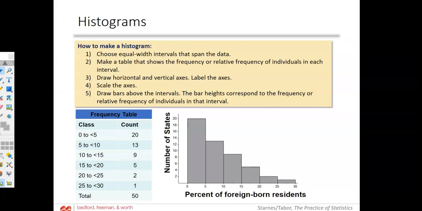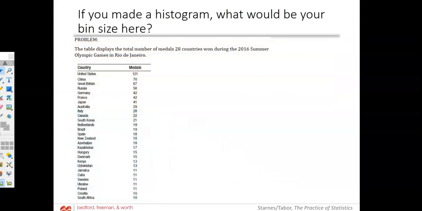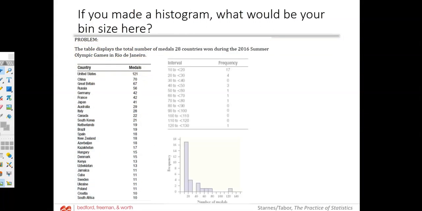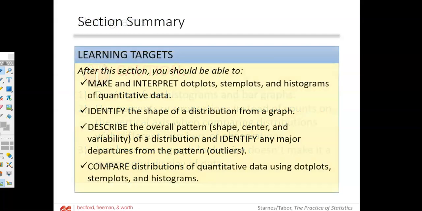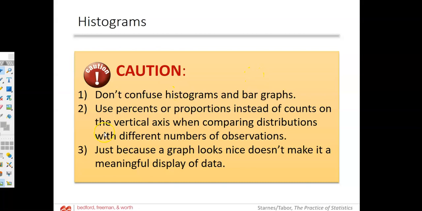So it does give us a shape. A nice job of giving a shape. As far as the histogram, making a bin width here, so you could do 10 to 20, 20 to 30, and that would end up with kind of like that. Okay. Remember, histograms are with quantitative data, bar graph, or categorical. When I compare, oftentimes it's best to use the percents. Typically, for comparison, could be really nice. Just because it looks nice doesn't make it that's actually true all the time. Okay, that is our lesson for today.